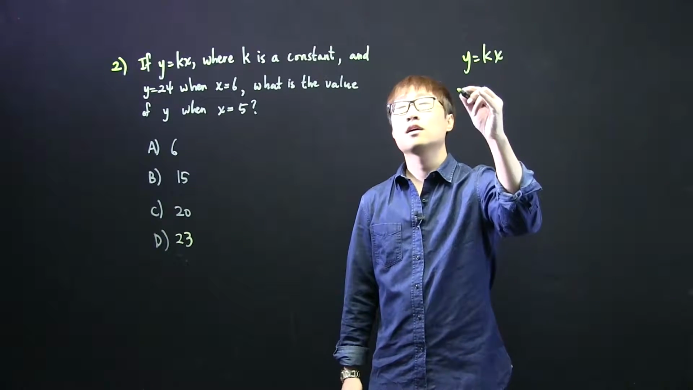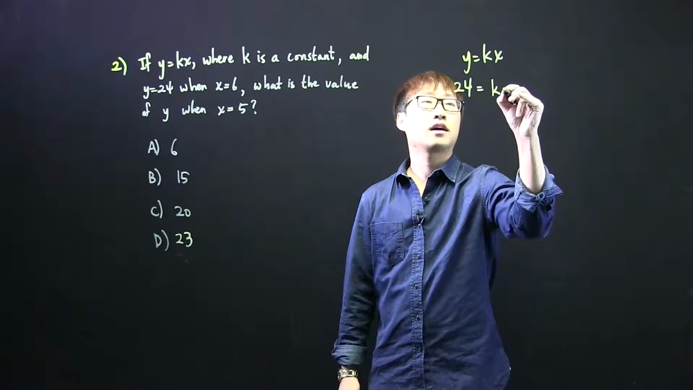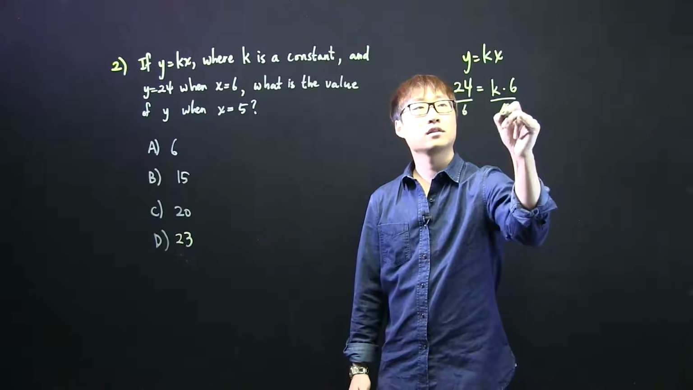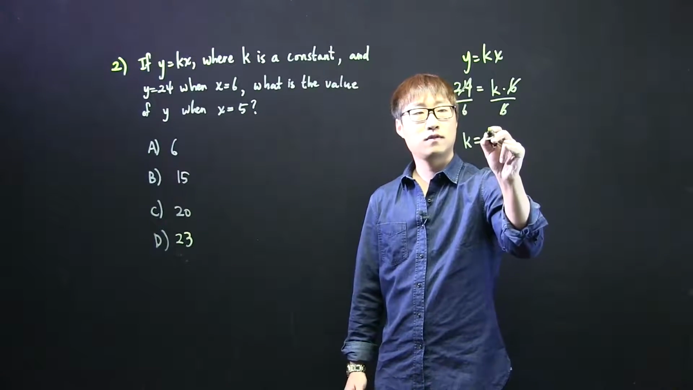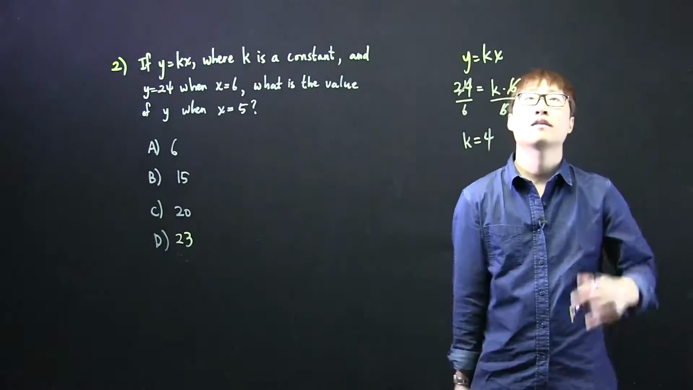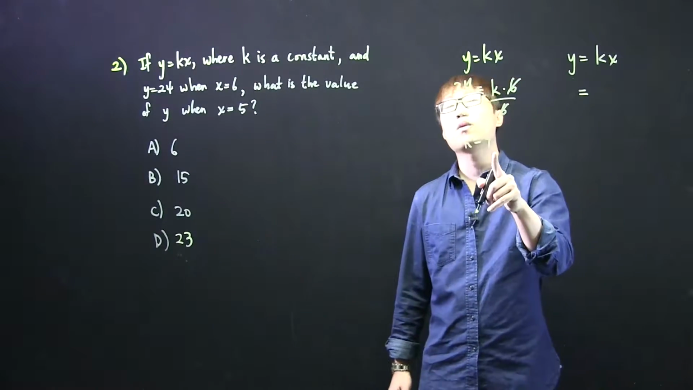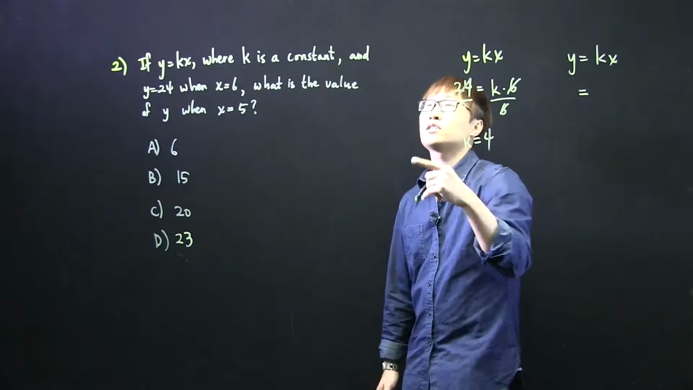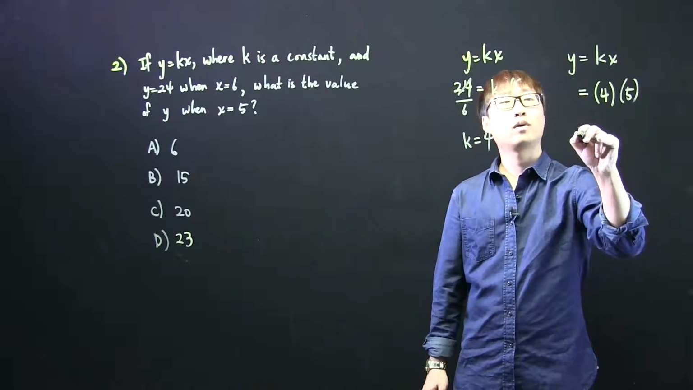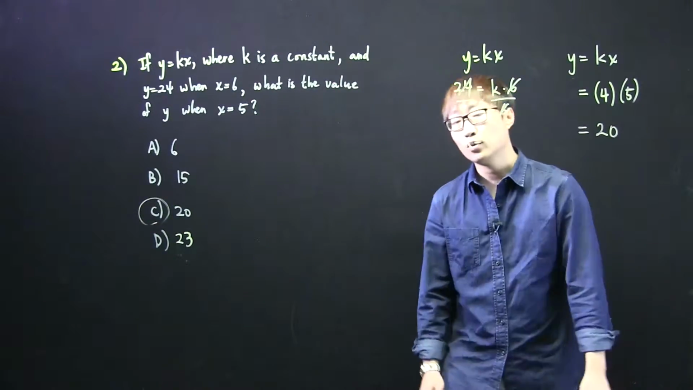So y is equal to kx. We know y is 24 when x is 6. So k times 6 is equal to 24. So we can just divide by 6 on both sides to get k is equal to 4, right? So we found that. And what are we asked to find? What is the value of y when x is equal to 5? So what's y when x is equal to 5? Well, we just found out that k is 4, and it said k is a constant, so that 4 doesn't change. So k is 4, x is 5, y is 20. My answer choice, C. Very, very simple question.